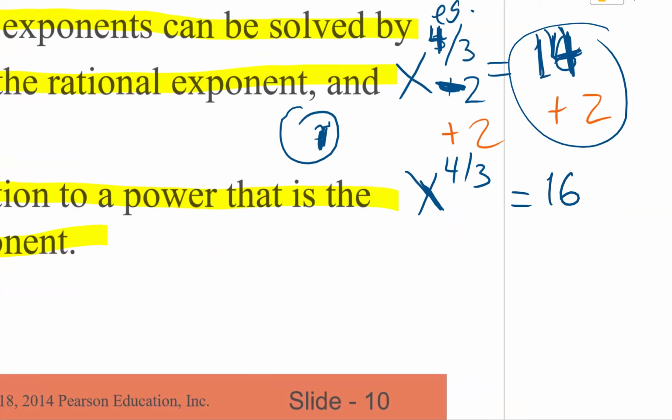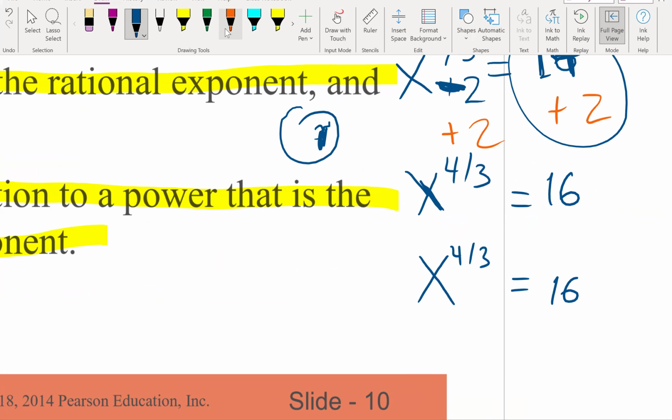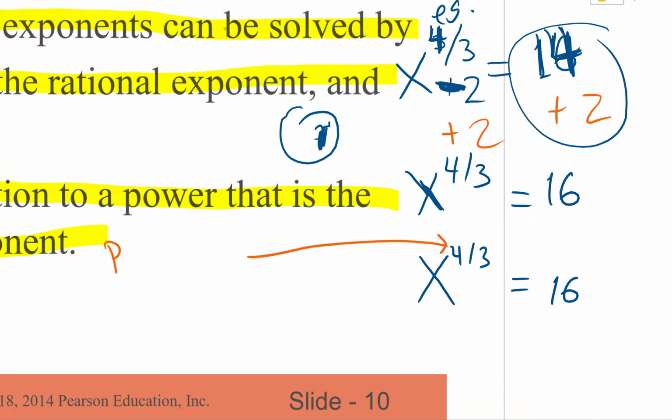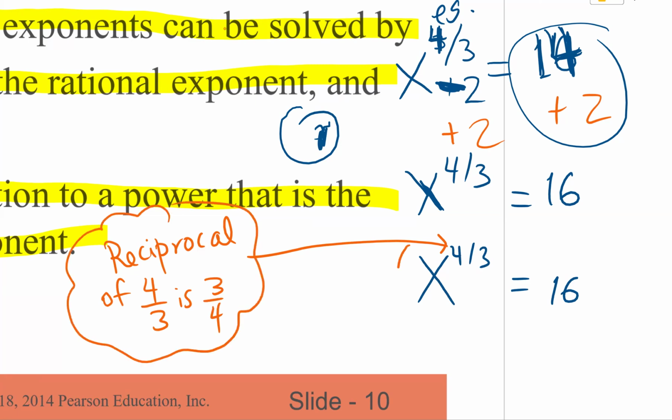So now they're saying, if I want to get rid of that power, I'm going to raise both sides to the power that is the reciprocal of 4/3. And we've mentioned reciprocal before, but it's been a while. So maybe just to review, reciprocal of a fraction is just take that fraction and flip it upside down. The numerator becomes the denominator and the denominator becomes the numerator. So in this case, the reciprocal of 4/3 is 3/4. So that's what I'm going to do: raise both sides to that power, 3/4.